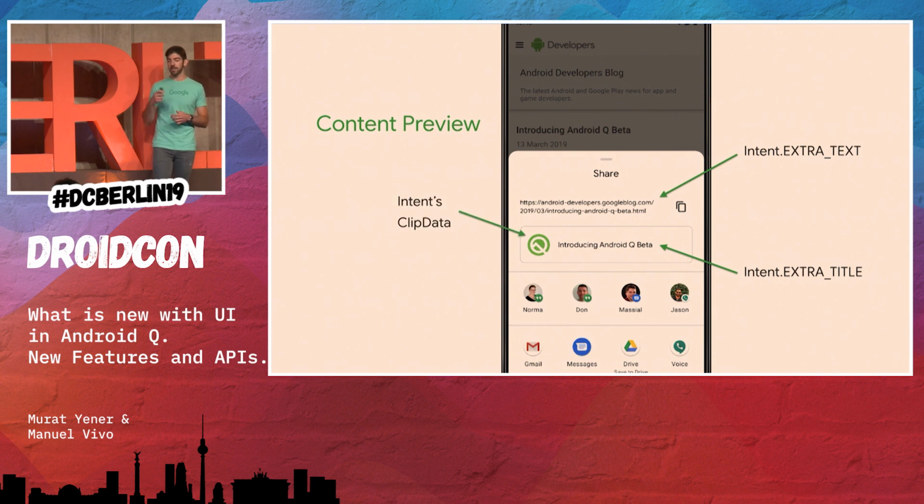And you can specify that with the intents clip data. Just FYI, the thumbnail requires the title to be there.